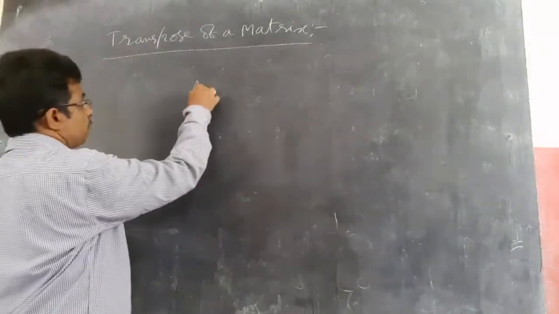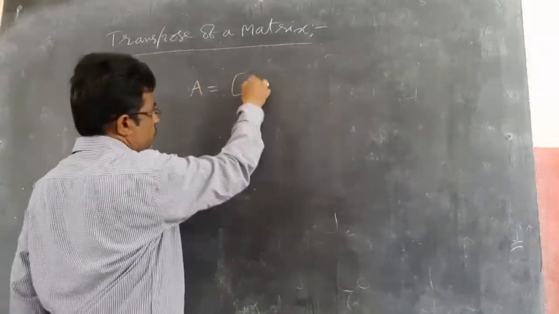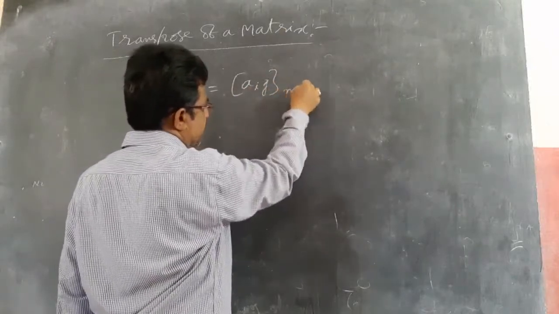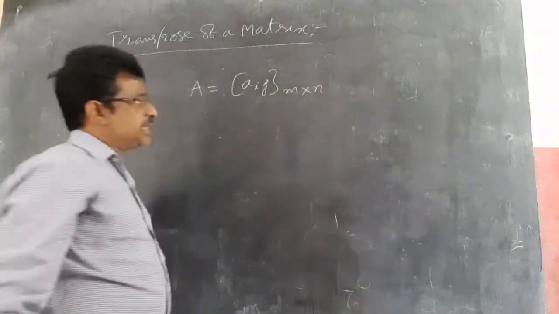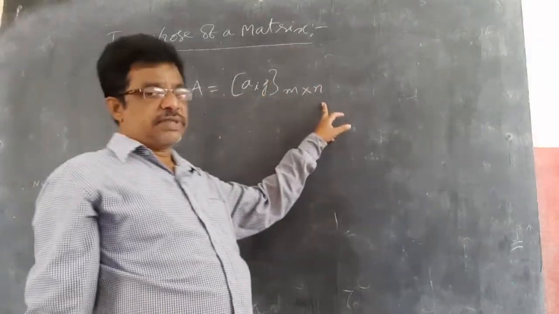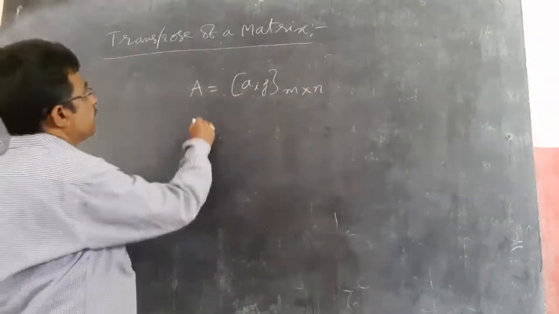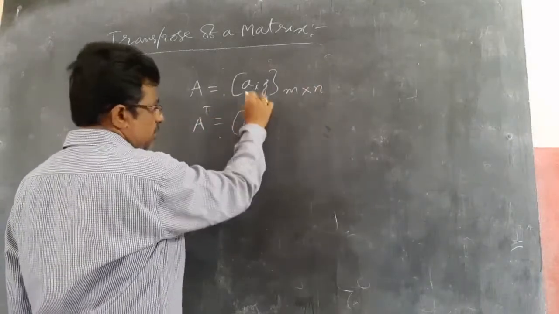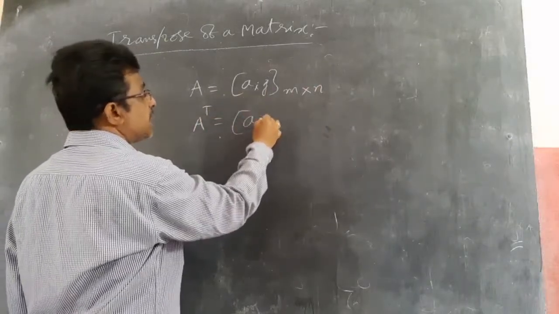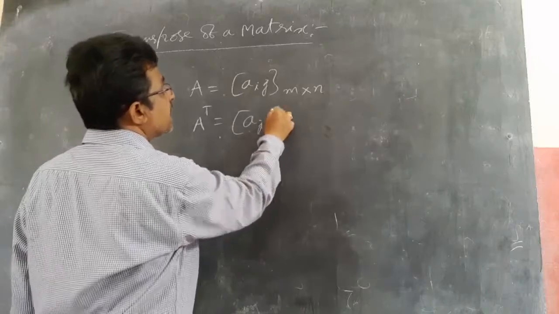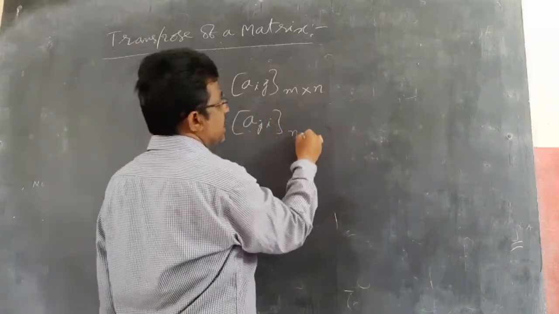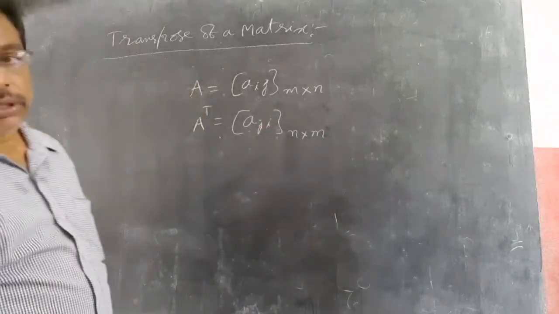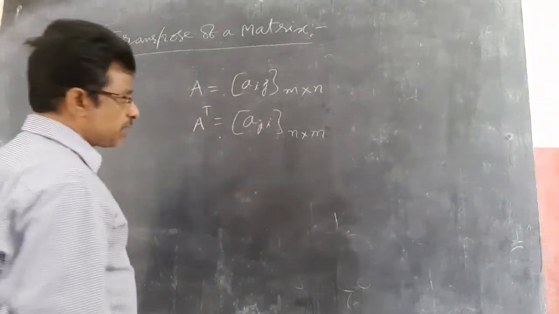Means if A equals [a_ij] is a matrix of size m by n, where a_ij are the elements, then A transpose equals [a_ji], changing rows into columns, i becomes j and j becomes i, of size n by m, because the number of rows becomes columns and columns become rows. So it is called the transpose of a matrix.